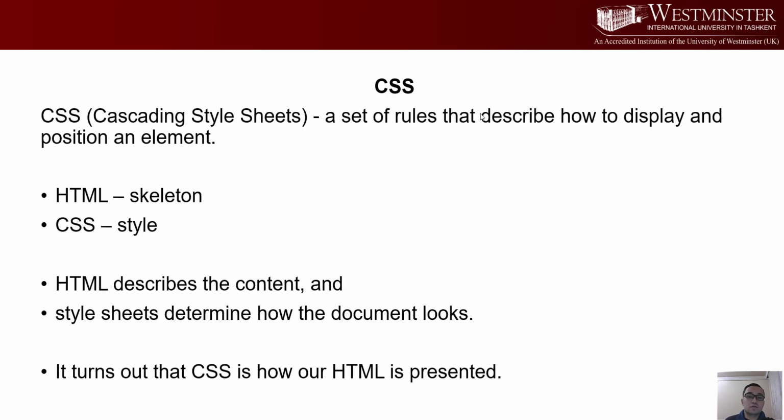Besides HTML, in order to develop beautiful websites and web pages, to design and develop them, we need one more concept, and that concept is called CSS. CSS stands for Cascading Style Sheets, and that is a set of rules that describe how to display and position an element. If HTML is the skeleton of the website, CSS is the style of the website. HTML describes the content and style sheets, CSS, determine how the document looks. Overall, it turns out that CSS is how our HTML is presented.